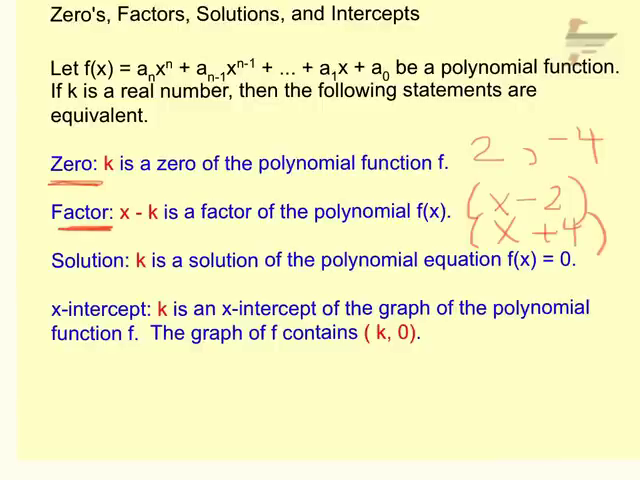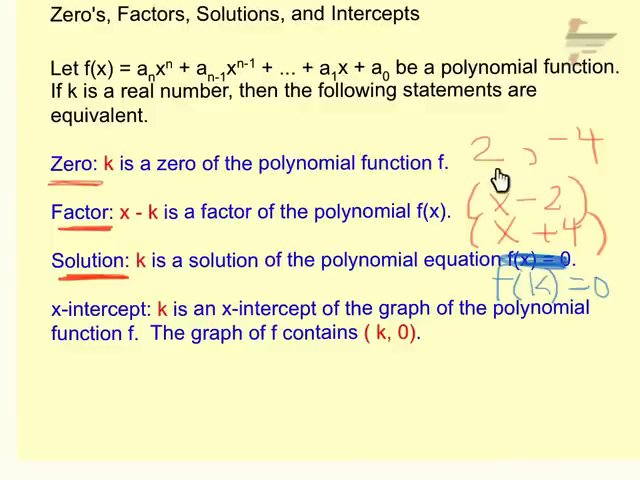So going from a 0 to an x-intercept. Solution is just another word for a 0. So k is a solution of the polynomial function if f of x equals 0. I'm sorry, that should be f of k, now that I see that here. So this should be f of k equals 0. I'm using k's and x's here, sorry about that.